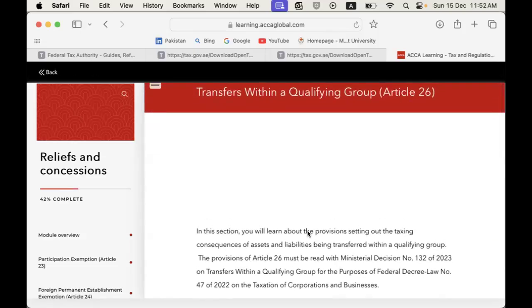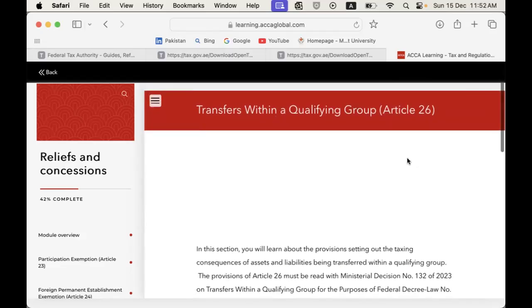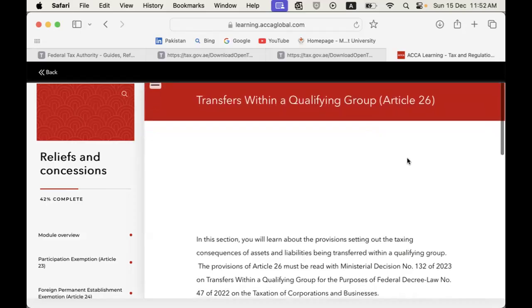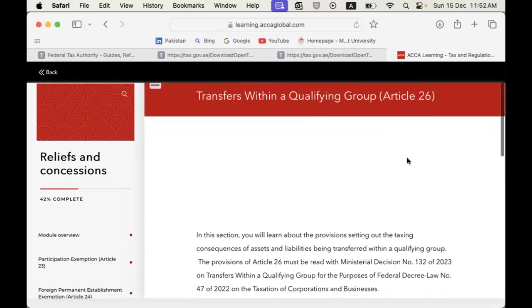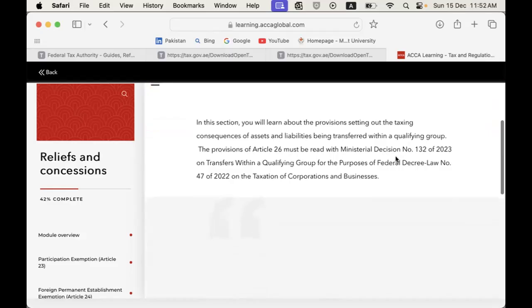Now we're coming to a very key article, guys. This Article 26, and it is a hidden treasure, if you really think about it. But again, we'll look at the on-ground complexities. Transfers within a qualifying group. Let us read through. So what are we doing here? In this course, we are learning about corporate tax strategy as well. We advise clients on what is the best route to take.